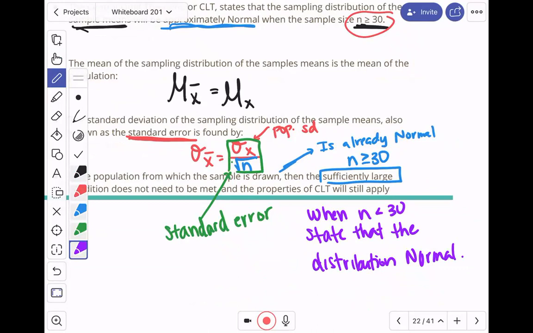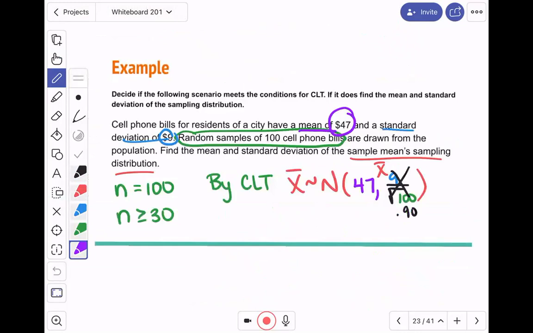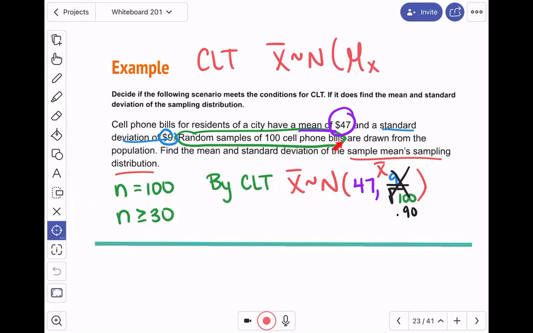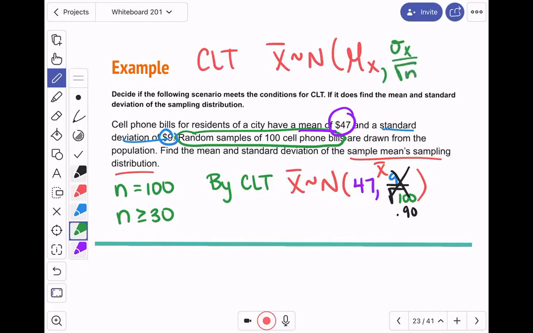If n is greater than or equal to 30, you're going to assume that it's approximately normal based on the central limit theorem. And so I gave you this example, and we looked at the sample size, which was 100. 100 is bigger than 30. Because 100 is bigger than 30, by CLT, the central limit theorem says that the x bar, the sample mean, follows a normal distribution with a mean equal to the population mean. In this case, our mean of the population was 47. That's why we have 47 right here. And a standard error equal to sigma x divided by the square root of n. In this case, our standard deviation was 9. We took 9 divided by the square root of 100, which was our n, and got this.